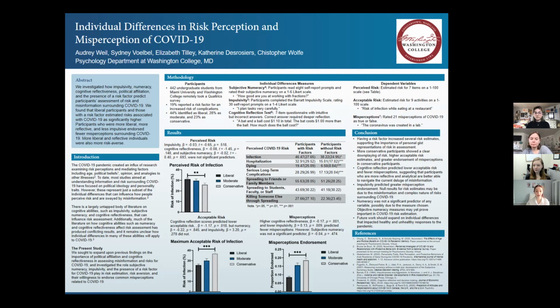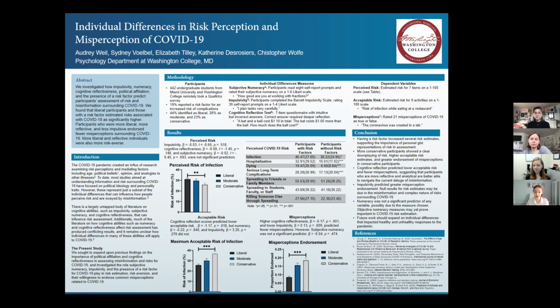The Qualtrics survey began with individual differences measures. We used the subjective numeracy scale to measure numeracy, which asked participants 8 questions such as, how good are you at working with fractions on a scale of 1 to 6? To measure impulsivity, participants completed the Barrett Impulsivity Scale. This involved participants rating 30 self-report prompts, such as, I plan tasks very carefully, on a 1 to 4 Likert scale.